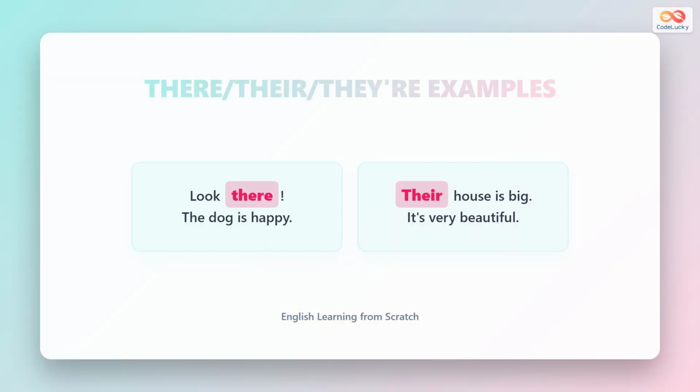Let me give you clear examples. First example with there, look there, the dog is happy. Here, there shows the location or direction where you should look. Second example with their house is big, it is very beautiful. Here, there shows that the house belongs to them, the house is theirs. Notice that there comes before the noun house.